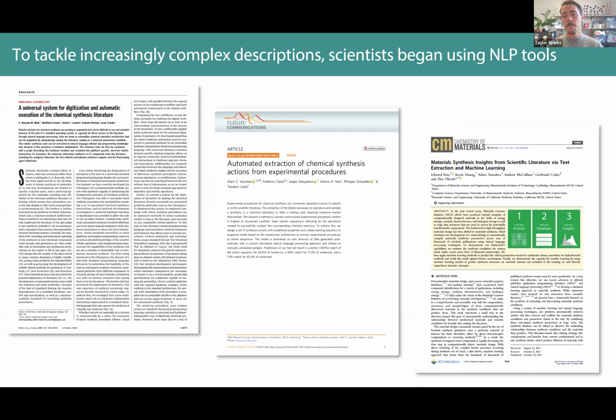To try and tackle this complexity in description, scientists started turning to natural language processing, right? Not just named entity recognition, but now they're using some of the first early language models. These were not anything like the large language models we use today, but they were a little better. And the paper on the far right, that was presented in 2017. And I remember going to that talk. It was at the fall MRS meeting.